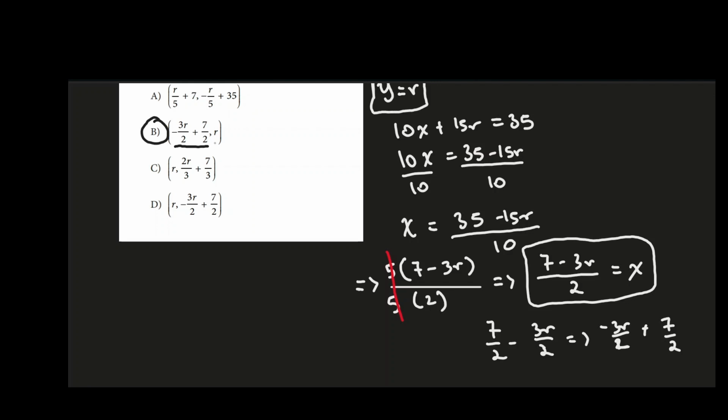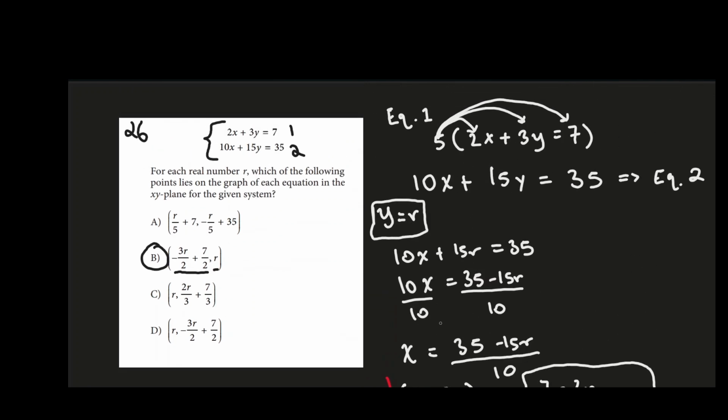And where our y would be, that's r, because we substituted y for r in order to solve for x in terms of r. So the right answer for this question is B, negative 3r over 2 plus 7 over 2, comma r.